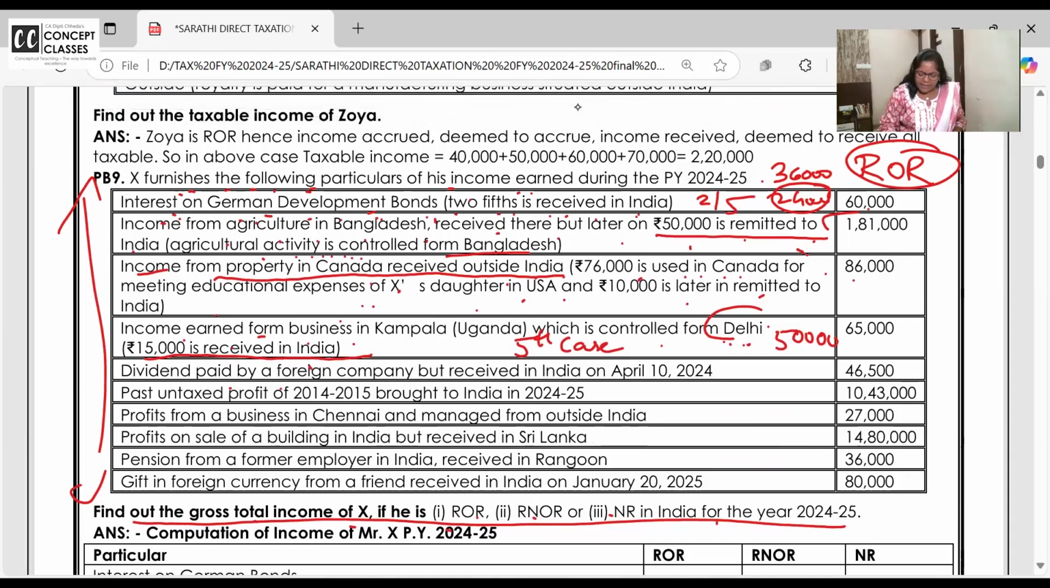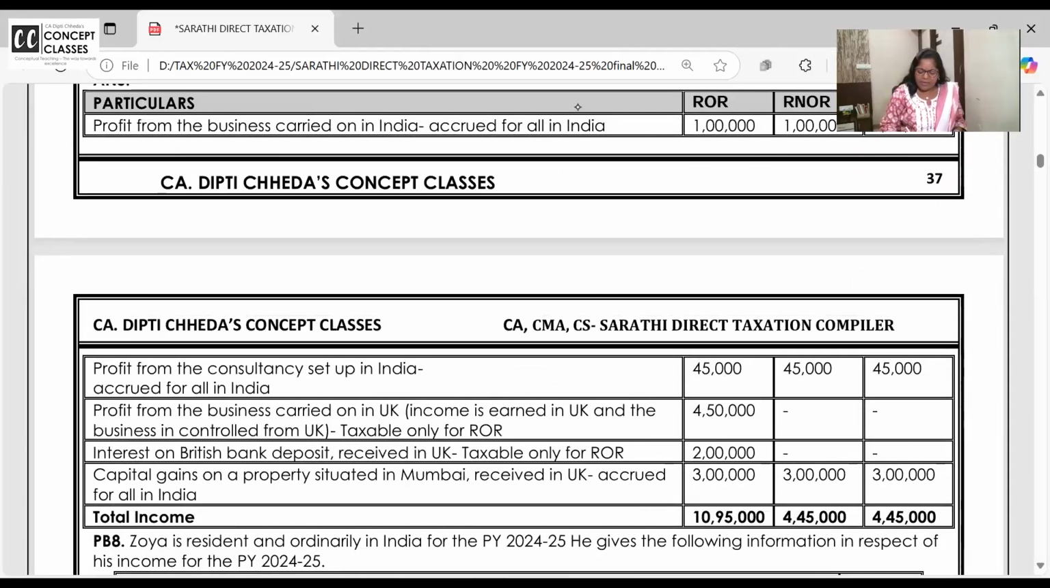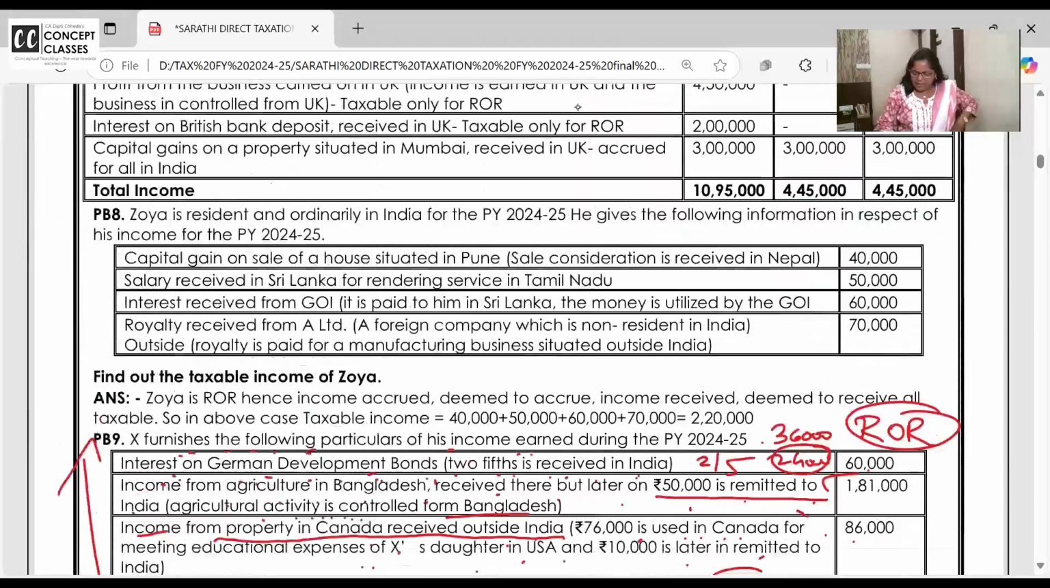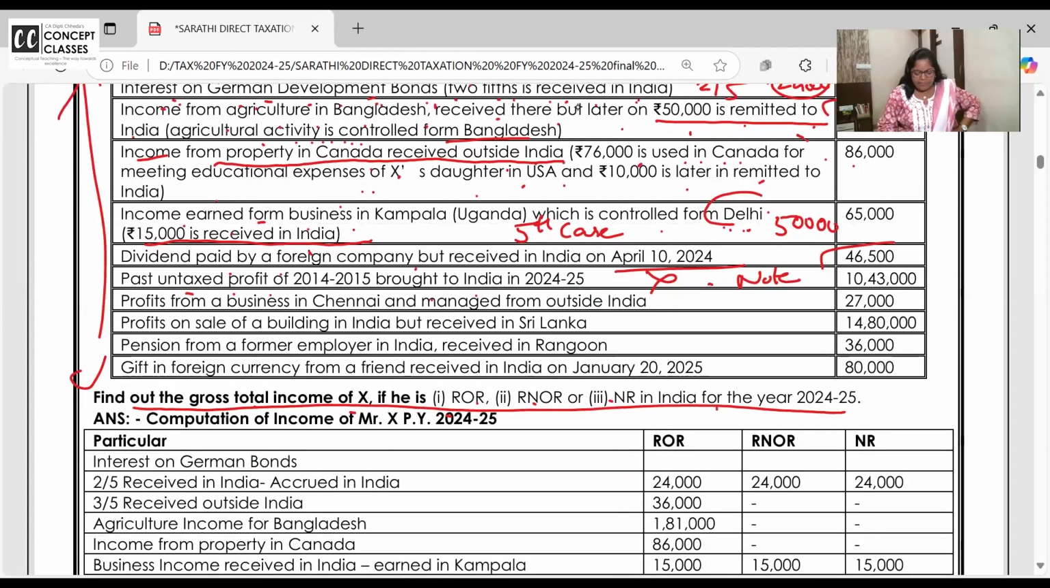Dividend paid by foreign company but received in India. It's received in India directly, so taxable for all. Past untaxed profit brought in India, not taxable for anyone. We'll write a note. Not taxable equals note. I make my students write it like this, you also write it. Because if you ignore it, the examiner won't know whether you know it's not taxable. So better write a note to get good marks in the exam.